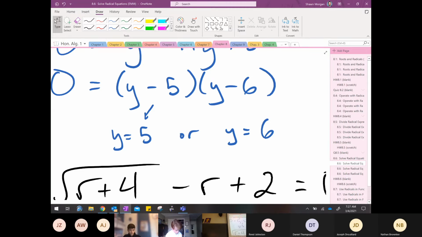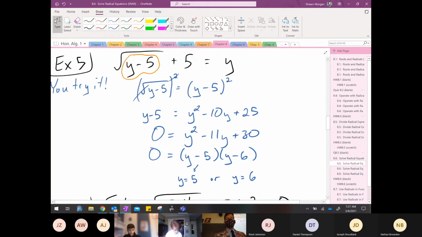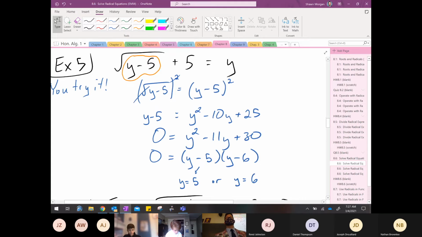Good. I need to check it and make sure that there are not any extraneous solutions. Now, what would an extraneous solution look like? An extraneous solution would be if I plugged it back in and it didn't make a true statement. Plain and simple. Both of these actually work. 5 minus 5 is 0, square root of which is 0. 0 plus 5 on the left gives me 5 on the right. 6 minus 5 is 1, square root of which is 1. 1 plus 5 is 6. 6 on the left, 6 on the right.